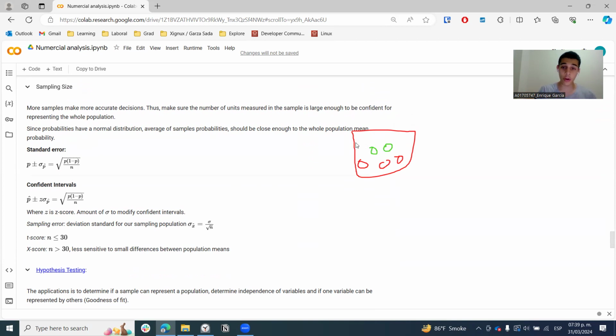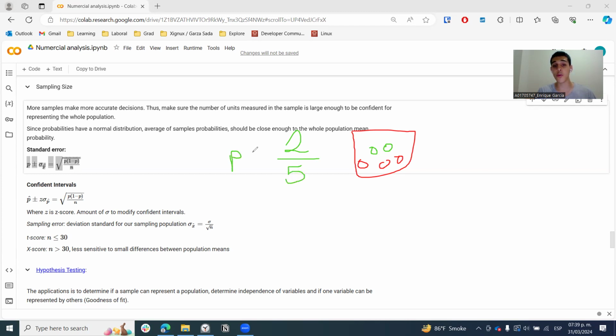So in the whole population, we know that there will be 2/5 of getting a green marble. This is the probability in the whole population of getting a green marble. However, if we only take 2 marbles as our sample, what will be that probability? Well, that will depend. That will be dynamic, based on the sample that we have taken.